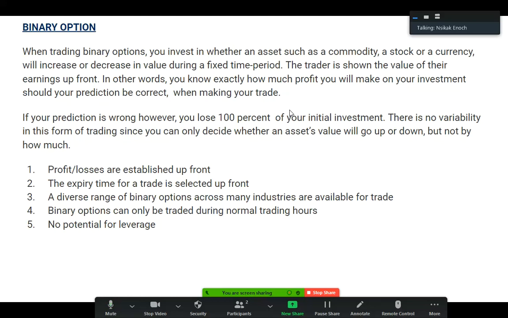Binary options can only be traded during normal trading hours. No potential for leverage. Just like Monday to Friday, we always have a real market, but Saturday and Sunday are OTC markets. So these are the things about binary options. Again, no potential for leverage. In binary options, there's nothing like leverage.